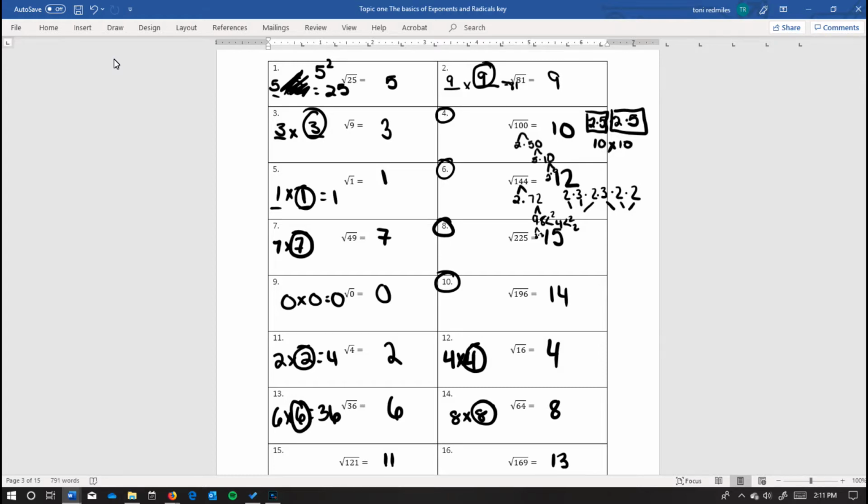So 2 times 3 is 6 times 2 more is 12. 3 times 2 is 6 plus 2 more is also 12. So I know it's 12 times 12, one of them being the base, which is the answer of 12.